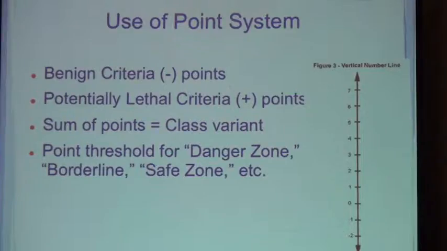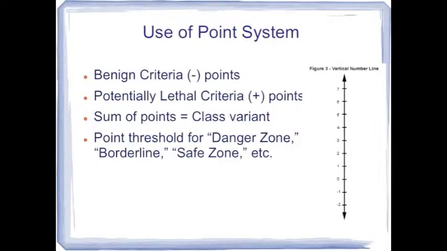To that end, I believe a point system could be used. A point system is common in many classifications in the pathology field. Benign criteria would be assigned negative points. Potentially lethal criteria would be assigned positive points. The summation of these points would help us classify the variants. And as the classification develops, I'm sure that there will be certain danger zones, borderline zones, and safe zones that will become known.